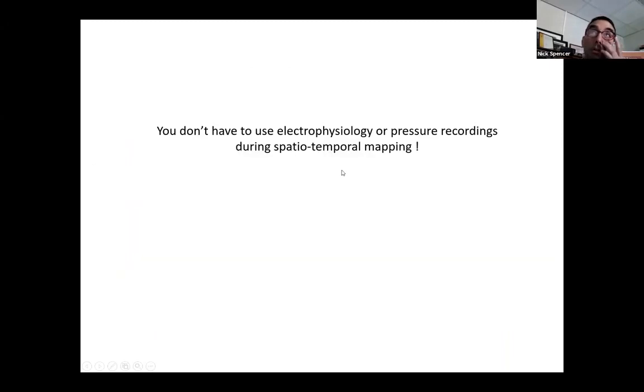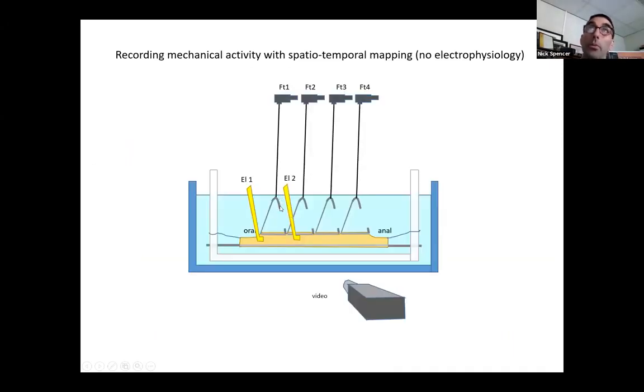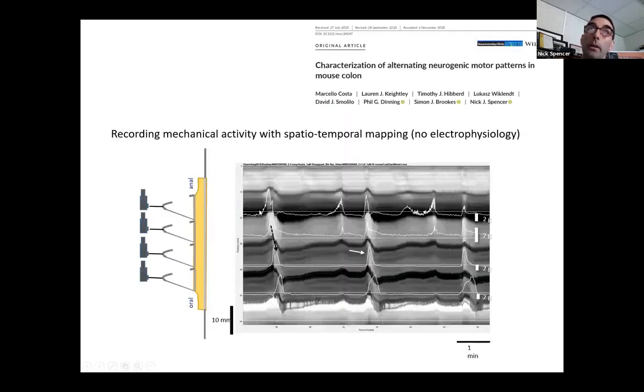So you don't have to use electrophysiology or pressure. You can use, and people thought this was not possible, you can use simple mechanical recordings. This is a segment of mouse colon with a video camera. And what I was just showing you, you can use the video capture interface through ADInstruments, and you can record mechanical activity, which is in the white. So this is for recording, mechanical recordings from the mouse colon with the superimposed DMAP underneath.